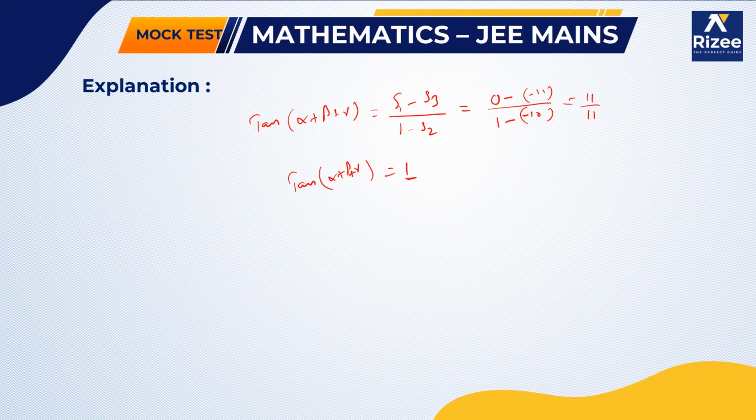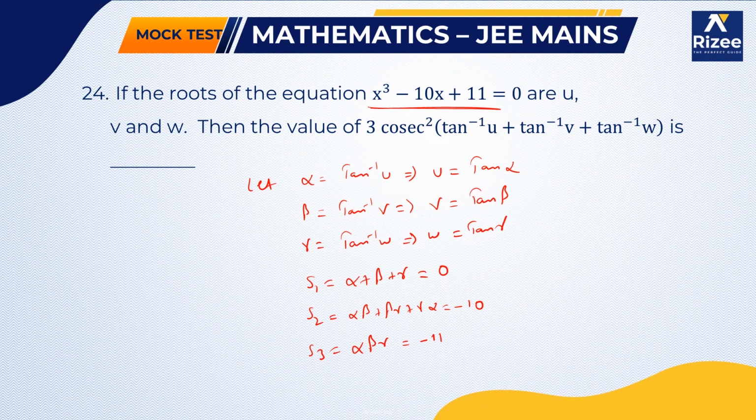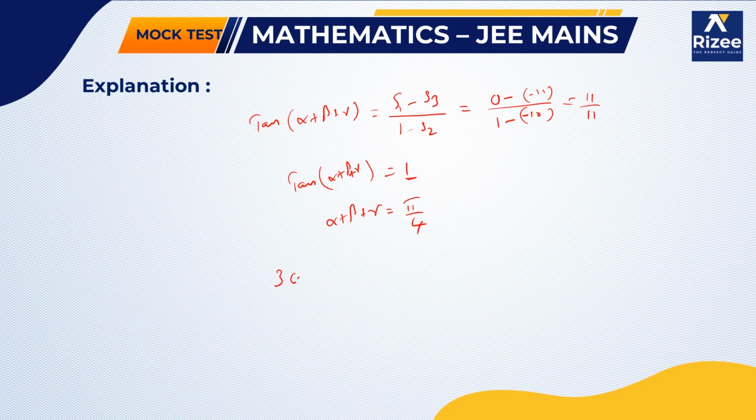In this question what is given is 3 cosecant square of 5 pi by 4, 3 into cosecant square of 5 pi by 4. Cosecant pi by 4 value, how much? Root 2 whole square. 3 into 2, that is equal to 6. The answer is 6. Next question.